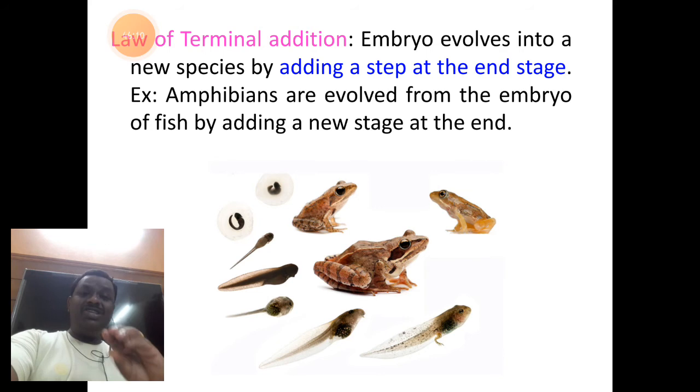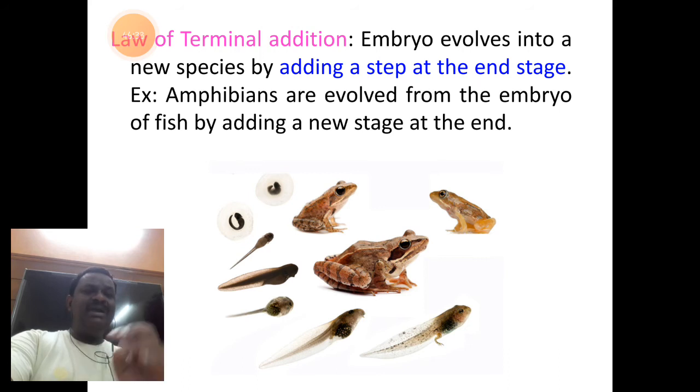So a fish character gets into an amphibian character by adding a new stage at its end. Until then it shows the presence of a character of a fish, but by the end of the embryonic development, the characters of amphibians get added to it. So that's what the concept of the law of terminal addition refers to.